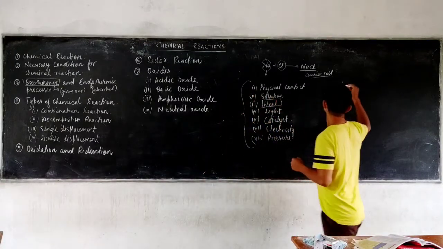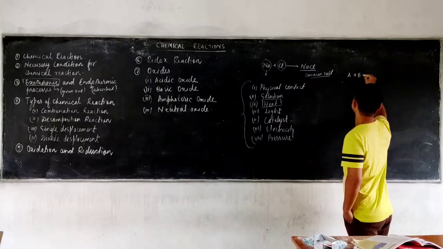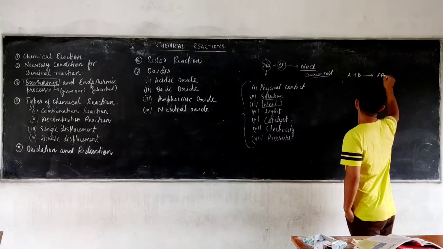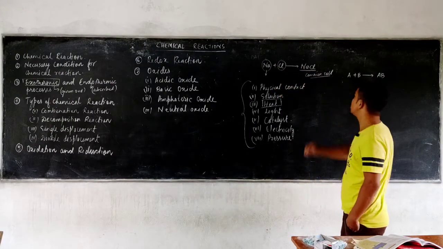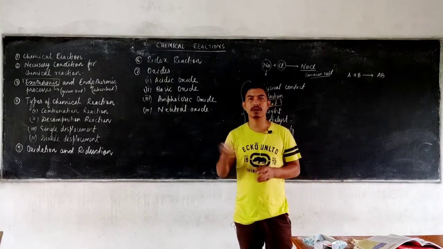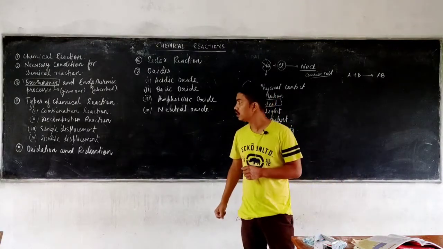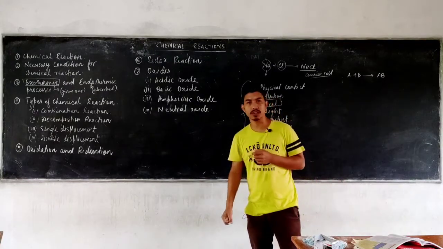Generally I can write for the combination reaction: if A and B are the two combining reactants, they combine to give me AB. An example is sodium chloride. Sodium and chlorine combine to form sodium chloride. Such chemical reactions in which two reactants combine to form one single product are known as combination reactions. Now the second one is the decomposition reaction.